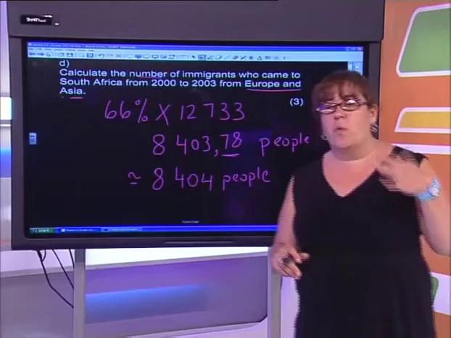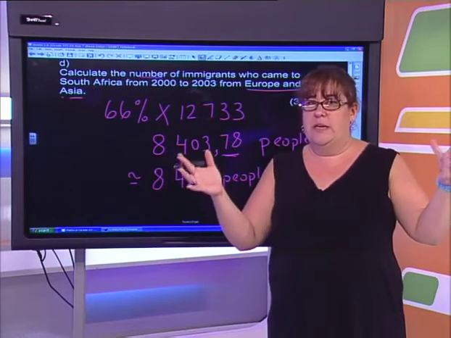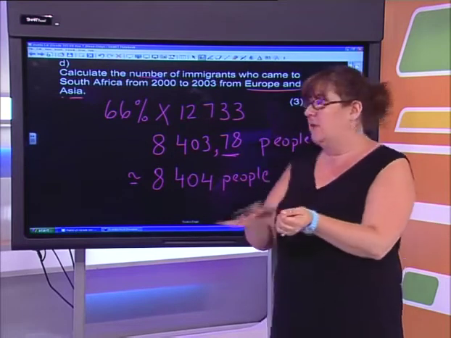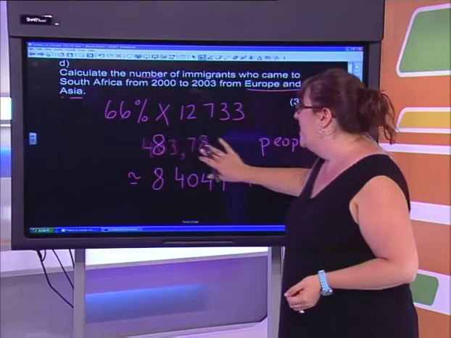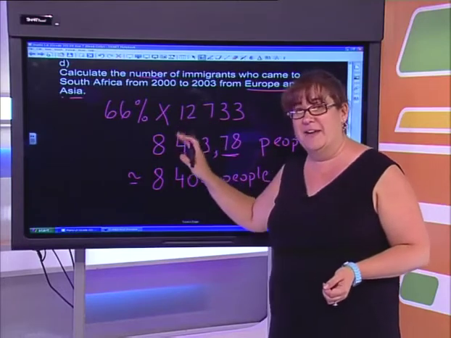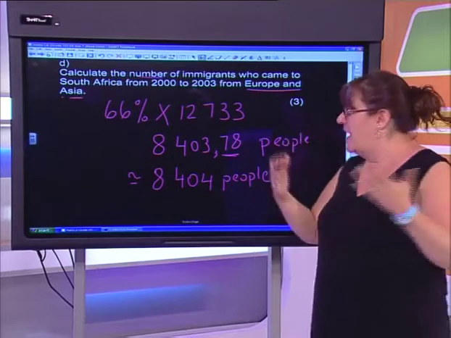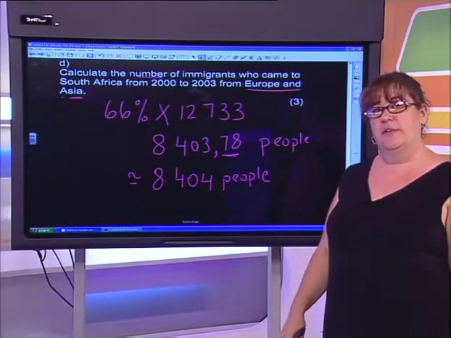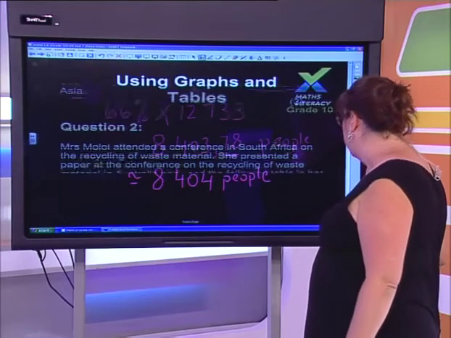It is always important for you to look at the context and see what we're dealing with when you give us the answer. Because yes, that was 100% correct. It was 66% of our number. But we were dealing with people coming into the country, the number of immigrants, and I can't have 0.78 of a person. So I hope that makes sense. And now let's see if we can move on to the next question.